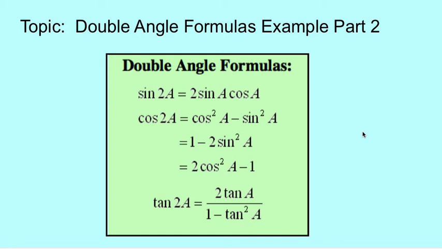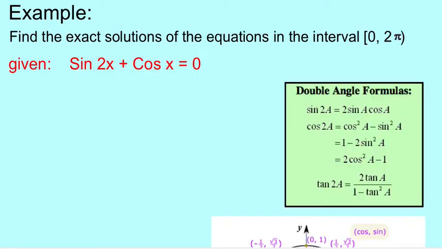Formula example part 2, what we're going to focus on is solving equations using our double angle formulas. So here's our first example. We want to find the exact solutions to this equation from 0 to 2 pi. We give you this equation, the sine of 2x plus the cosine of x equals 0, and we want to find out what x can be.